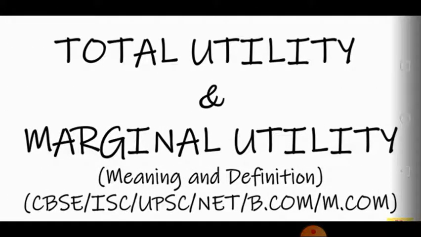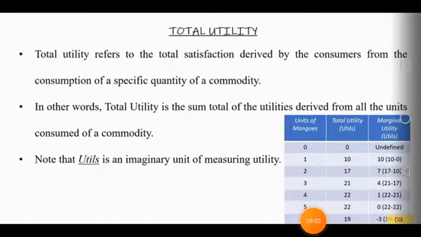Now the next topic we'll cover is total utility and marginal utility, their meaning and definition. Let's see the topic total utility, what it means. The total utility refers to the total satisfaction derived by the consumer from the consumption of a specific quantity of a commodity. When we consume all the units of a commodity, the total amount of satisfaction we receive is called total utility. In other words, the total utility is the sum total of the utilities derived from all units consumed of a commodity.